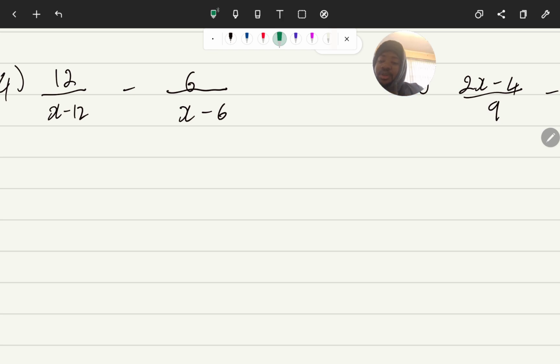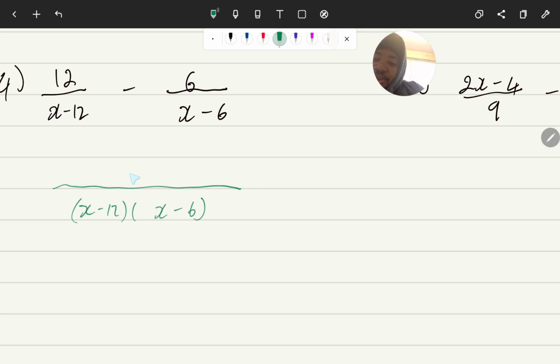So cool. With the method I've been telling you about, we start with the denominators. With our denominators, we are multiplying these two together, therefore you have x minus 12, you have x minus 6, right? Cool stuff.